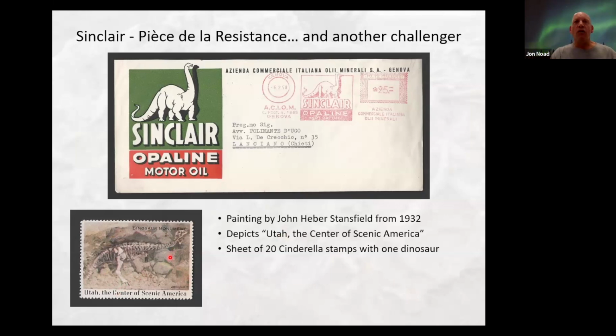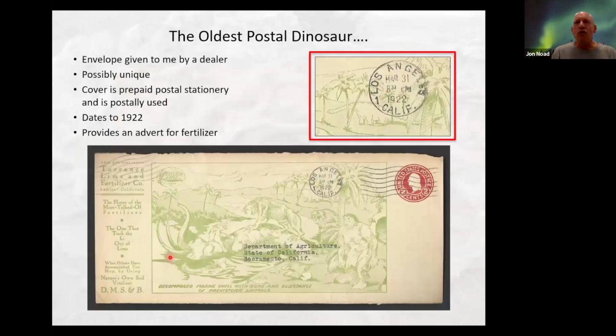But there's more. The oldest postal dinosaur, as far as I'm aware, is this one. This is a postally used item. It has this postal stationery here, so we can see that it has the 2 cents prepaid postal stationery. So it's a real item. And it has this picture on it, which is advertising the Torrance Lime and Fertilizer Company. And this was sent in 1922 on March the 31st.